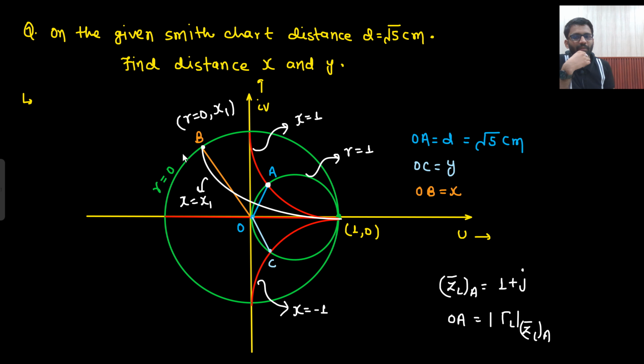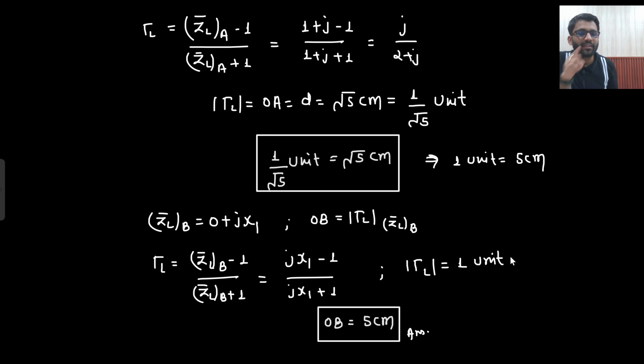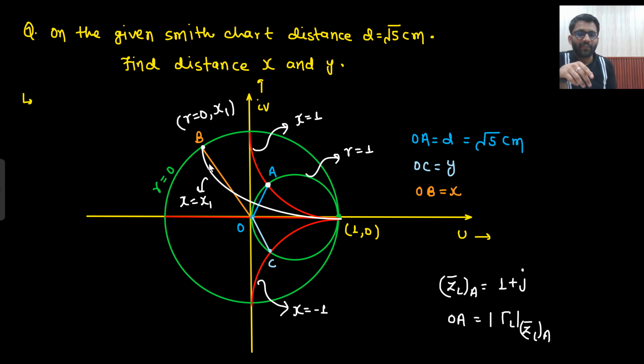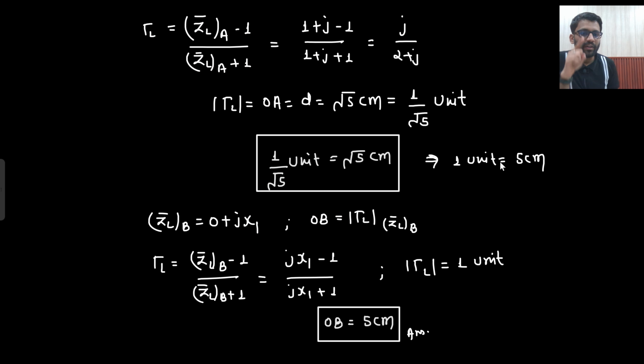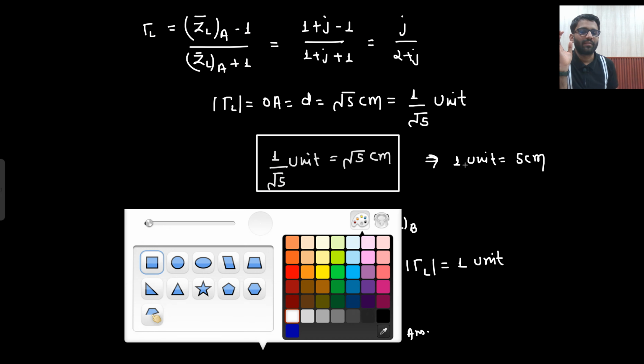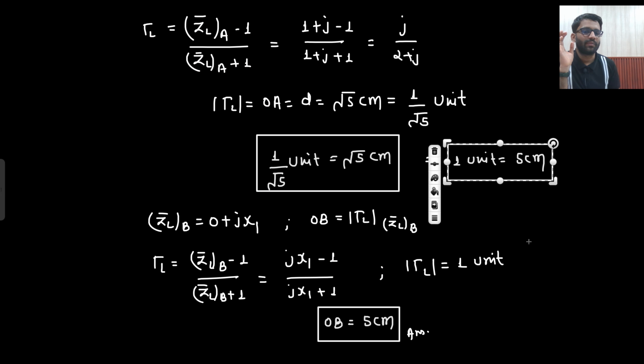Now we are talking about point B. At point B, I am not given the value of x. That means I am not given the reactive part, so I am assuming some reactive part x1. But certainly the value of r is 0. That means mode of gamma L will certainly be 1 unit. If I join this point to the origin, this OB length will be represented by 1 unit, and 1 unit is equivalent to 5 centimeter. That means OB distance is equal to 5 centimeter.